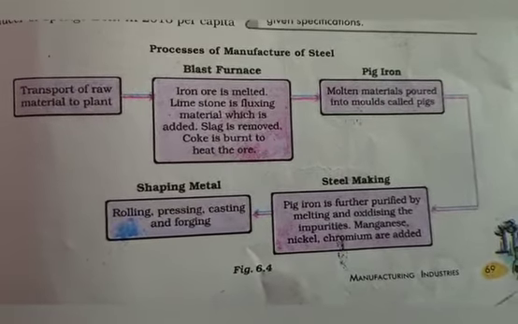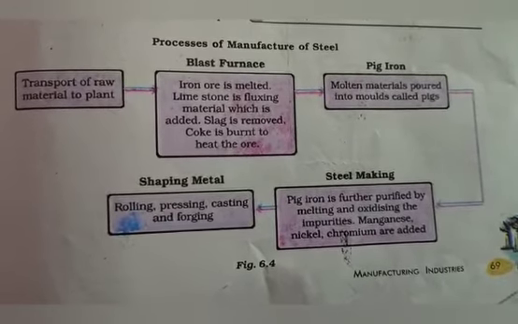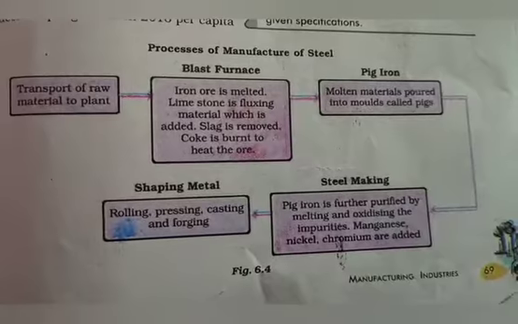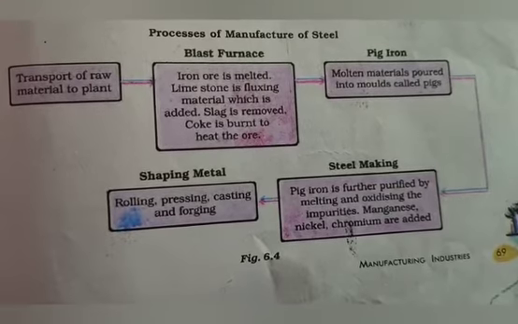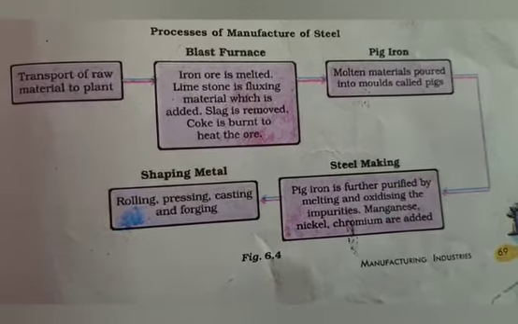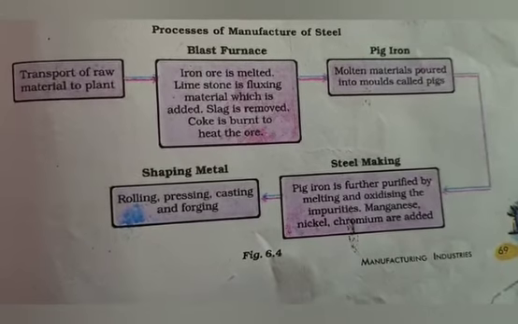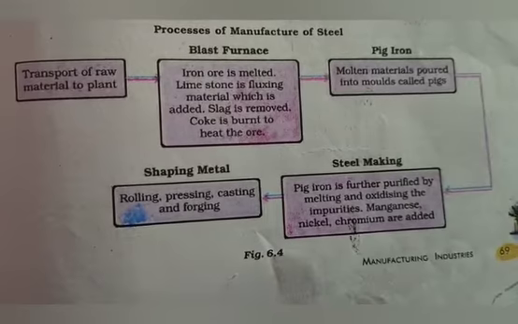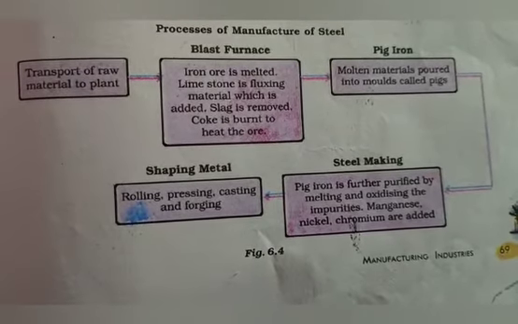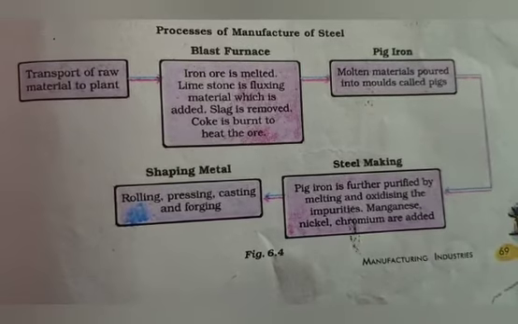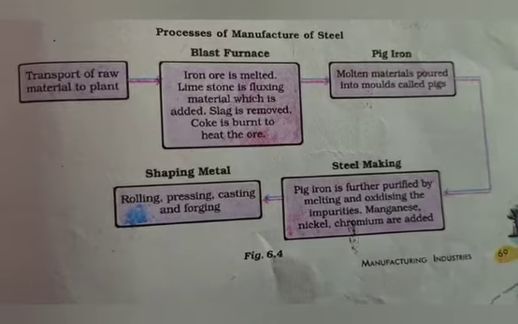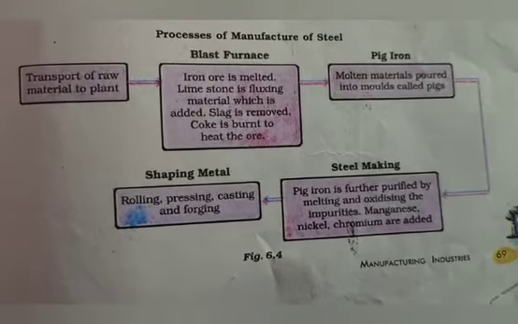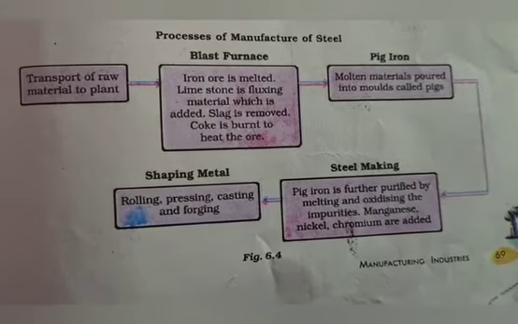One is the transportation of raw materials to the plant. Then in the blast furnace, iron ore is melted, limestone is added as a fluxing material, slag is removed, and coke is burned to heat the ore. Next we get pig iron, the molten material poured into molds. In steel making, pig iron is further purified by oxidizing the impurities, and manganese, nickel and chromium are added. The next step is shaping the metal, that is rolling, pressing, casting and forging.